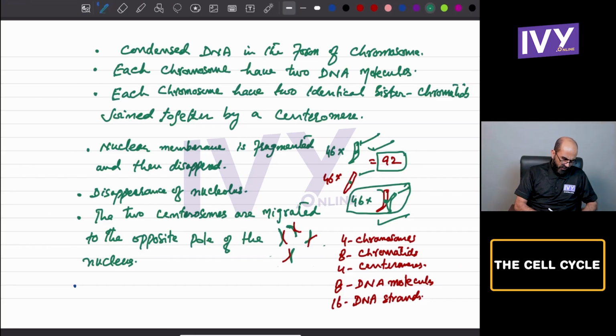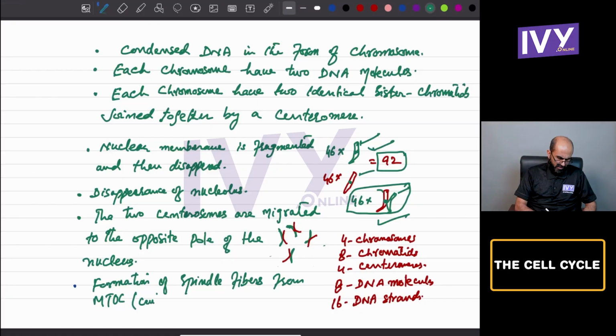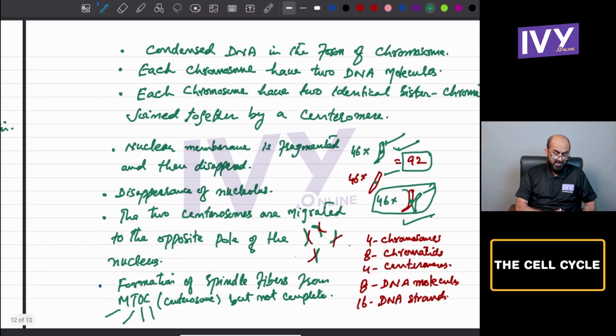formation of spindle fibers from MTOC. MTOC means centrosome. MTOC means microtubule organizing center. They are the structure which organizes the microtubules. This is called centrosome. So formation of spindle fiber from the centrosome, but not complete. It's not complete, does not reach the nucleus, the chromosomes. So these are some important steps.